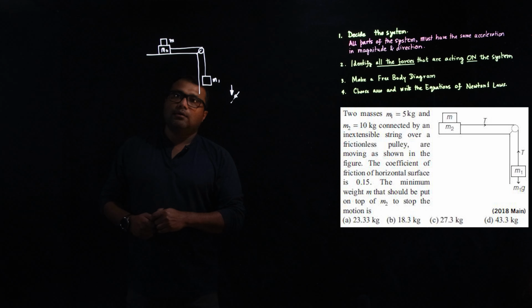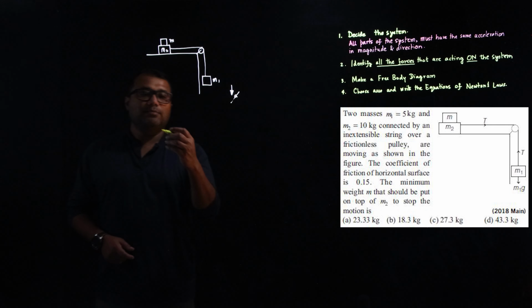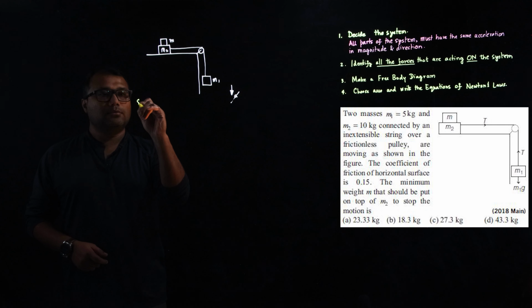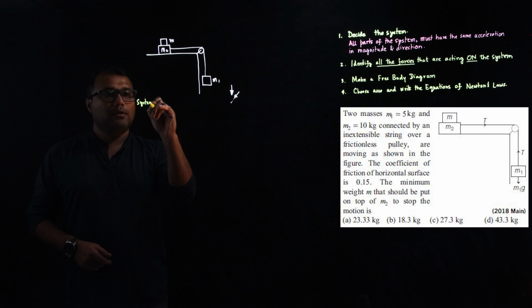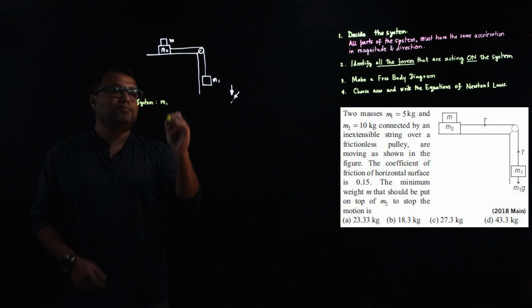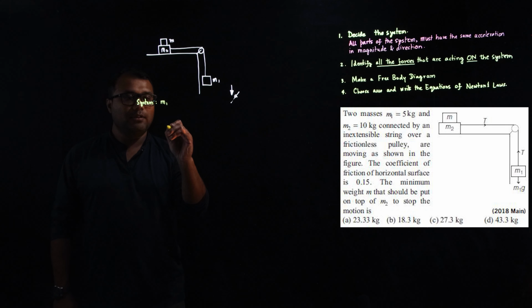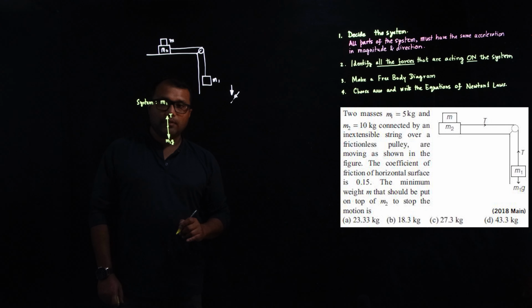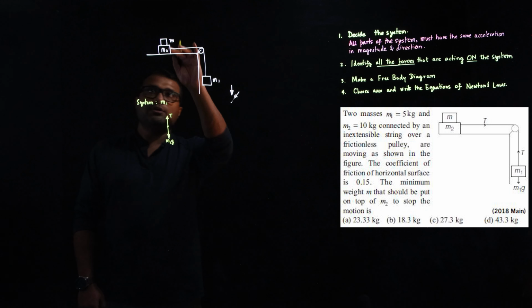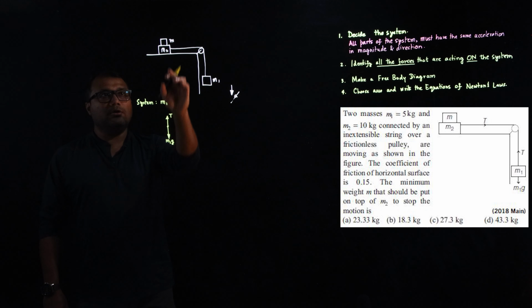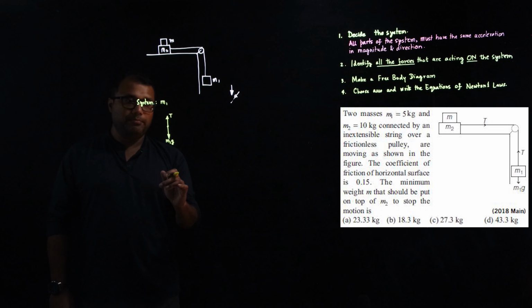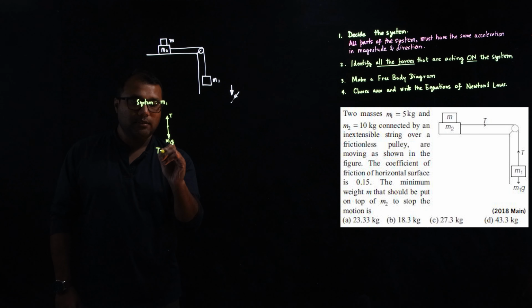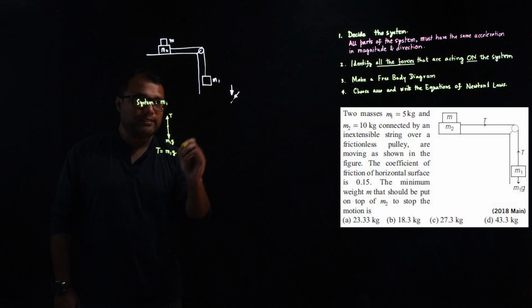That is the question. First, let's take M1 as my system. This is fairly simple. There is gravity working and there is tension in the string. Supposedly we have already put this mass M on top of it, so it is in equilibrium right now. So tension equals m1g. There is no acceleration.